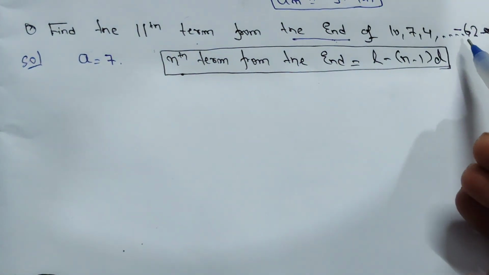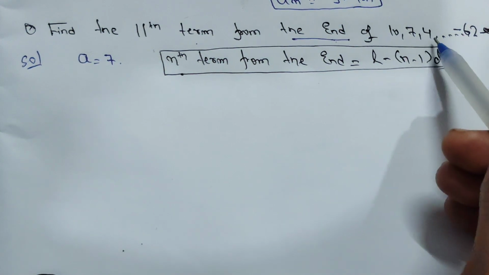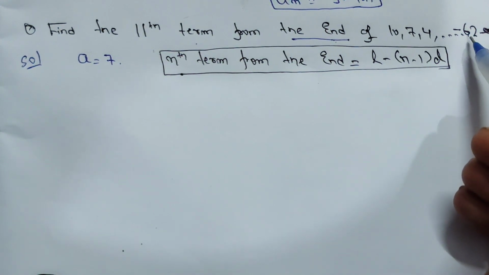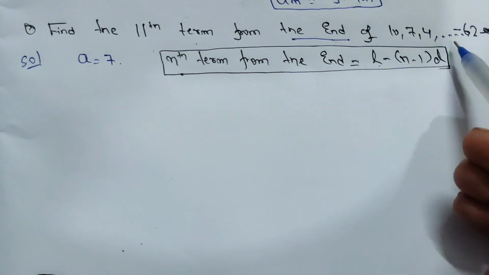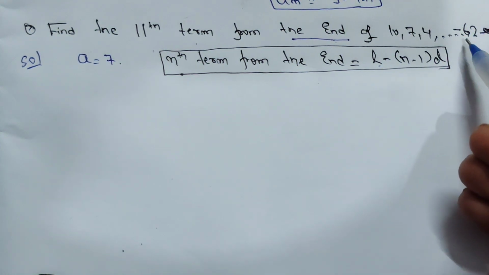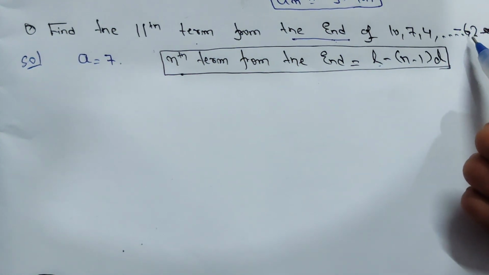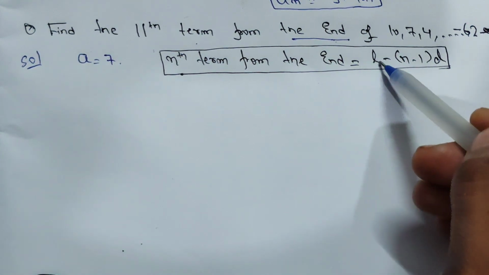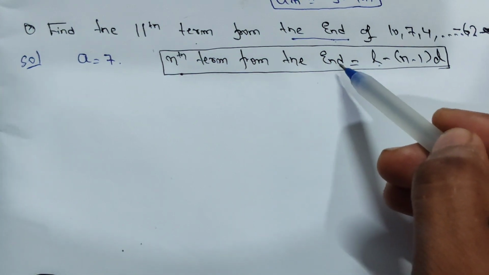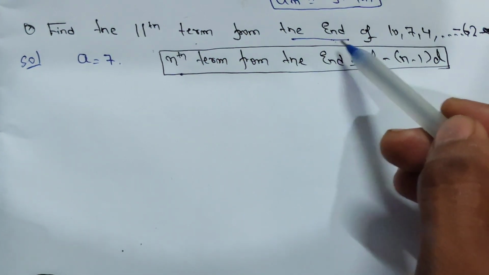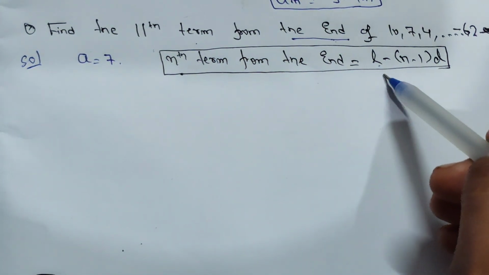But here something else I need to tell you. See, dot dot dot, a last value is there, minus 62. This is the last term, which is represented by the letter L. Usually it is given by dot dot dot with no number at the last, but here the number is given, that is minus 62. This is the last term. After this the numbers are not there, so we denote it by the letter L. Here they are saying from the end. When they say from the end, this is the formula which we are going to use.